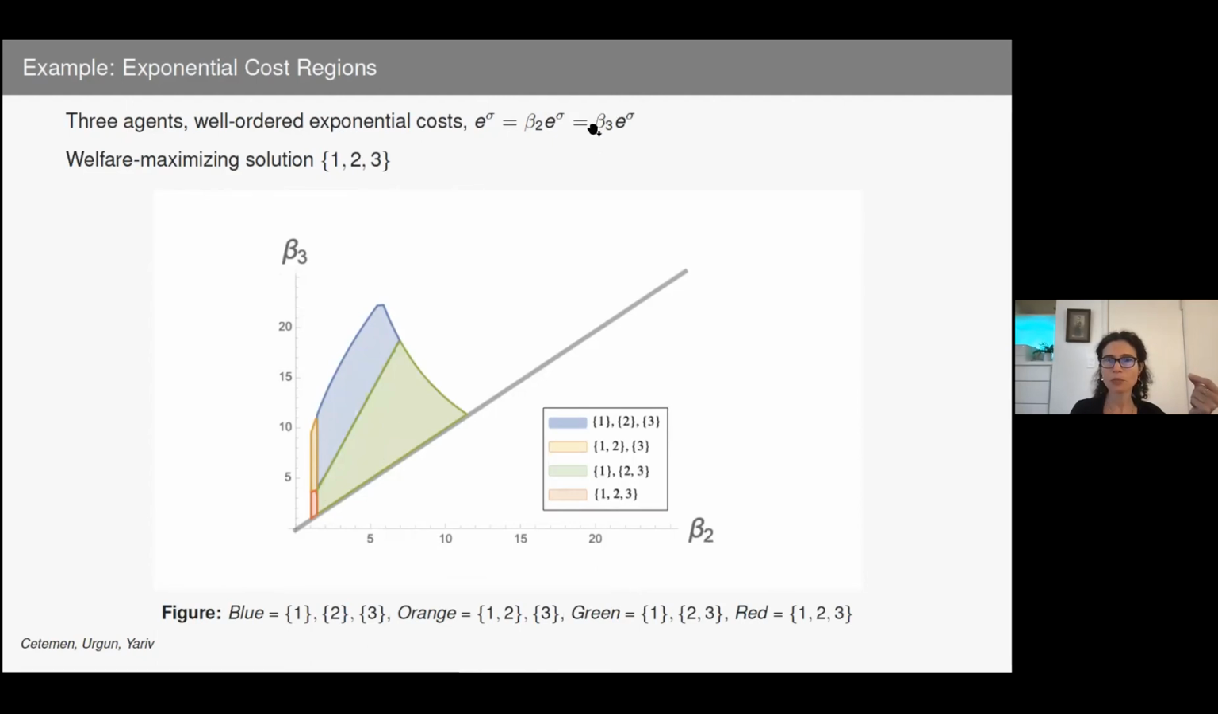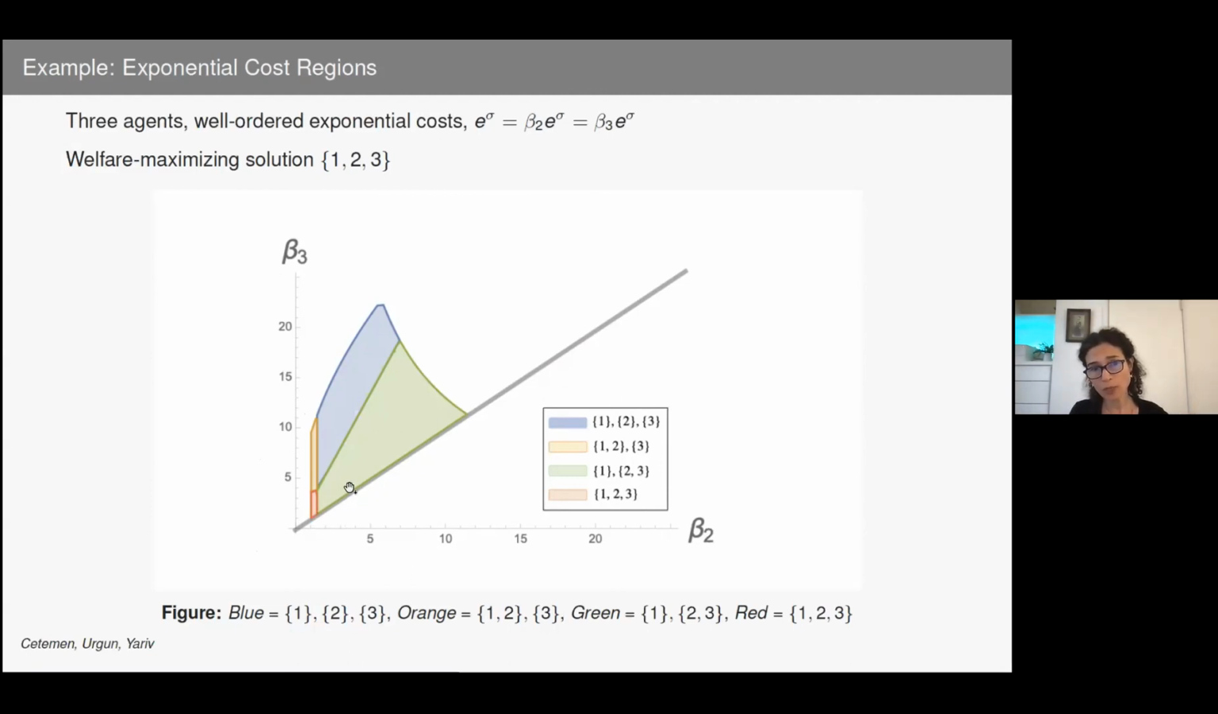And because we assume that beta 3 is greater than beta 2, that's why we're seeing the figure above the diagonal. And when beta 2 and beta 3 are very close to 1, this means that all of the agents have very similar costs. And in that case, we're in this little peach-colored shape that corresponds to an even equilibrium, leading everyone to exit in the same way.